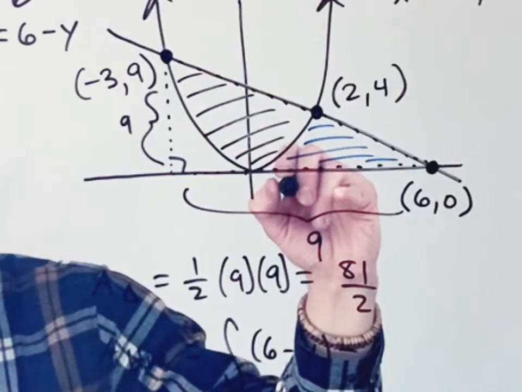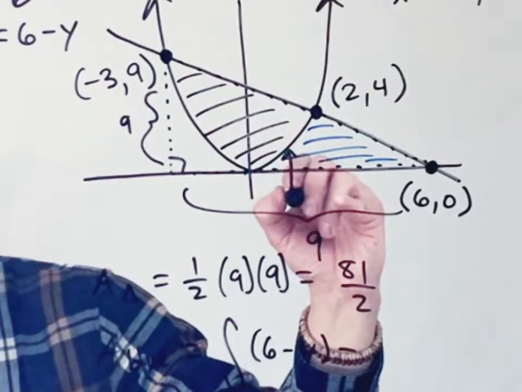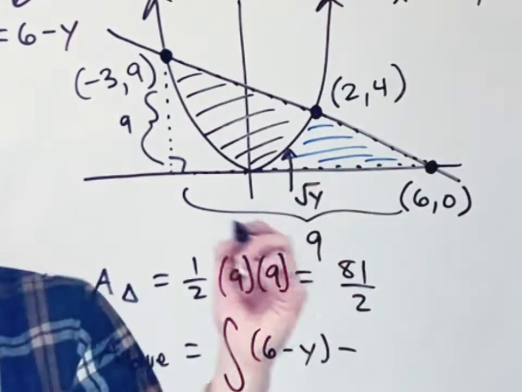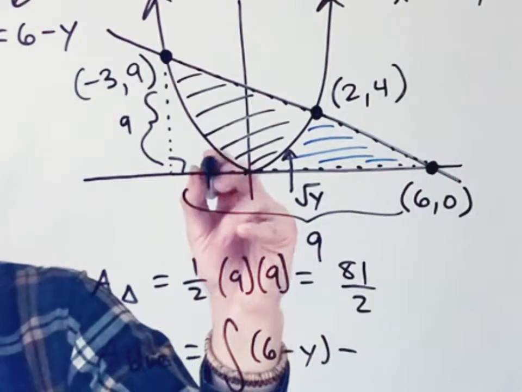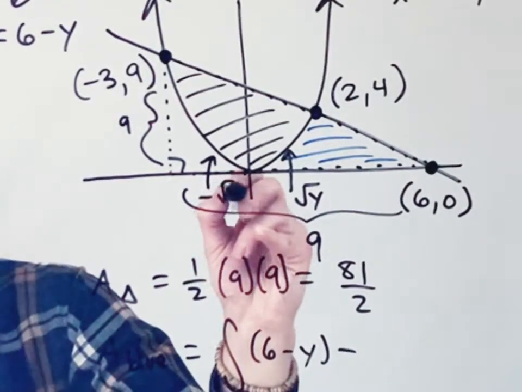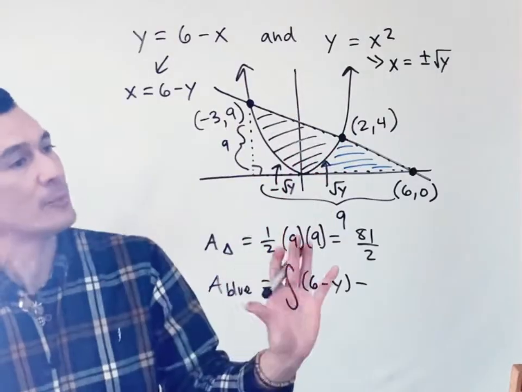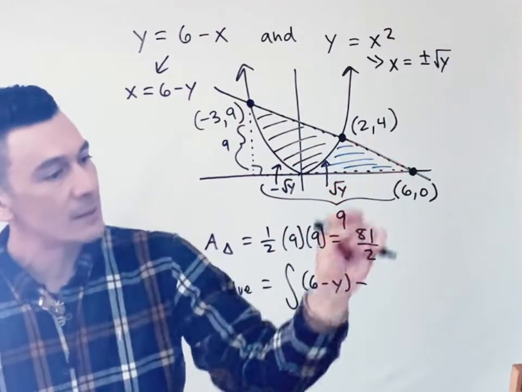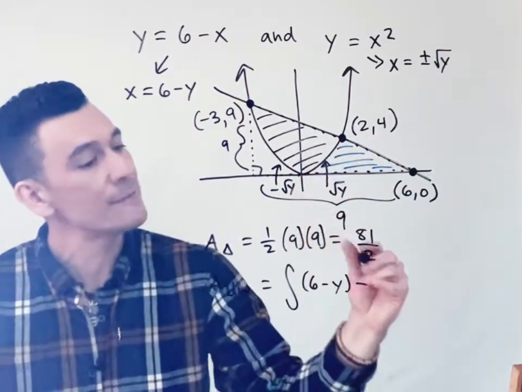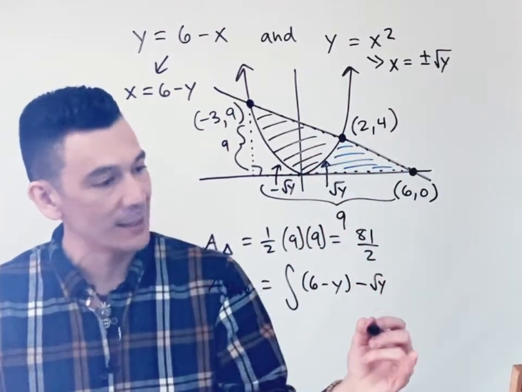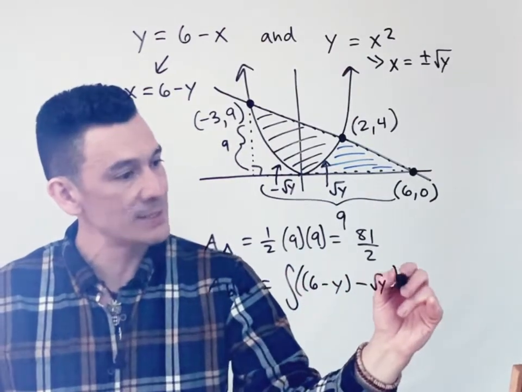Now, do note that this portion of the parabola would be your positive square root y, and this one would be negative square root y. So back on the blue, this is the one on the right, minus, and this part on the left is square root y. And let's protect all of this with a dy.